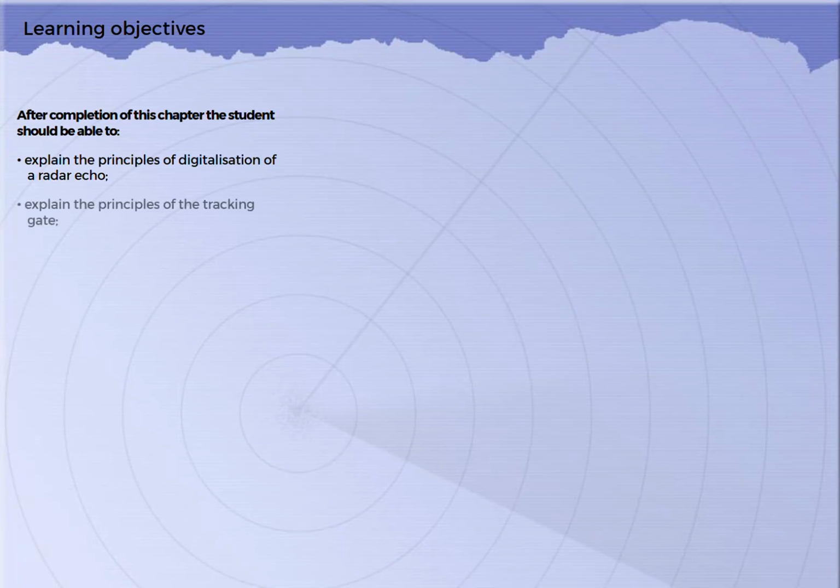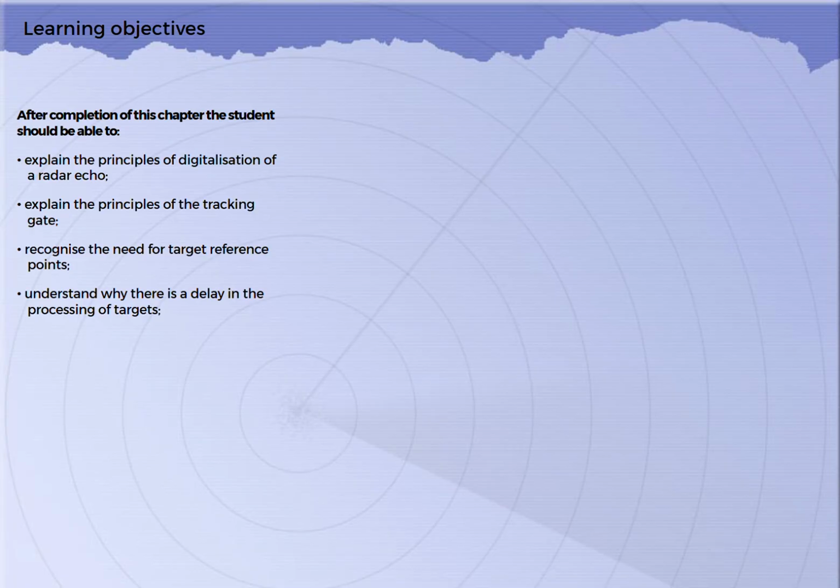Upon completion of this chapter, the student should be able to explain the principles of digitalization of a radar echo, explain the principles of the tracking gate, recognize the need for target reference points, understand why there is a delay in the processing of targets, recognize the reasons for lost targets, and understand that target swap may occur in certain circumstances.